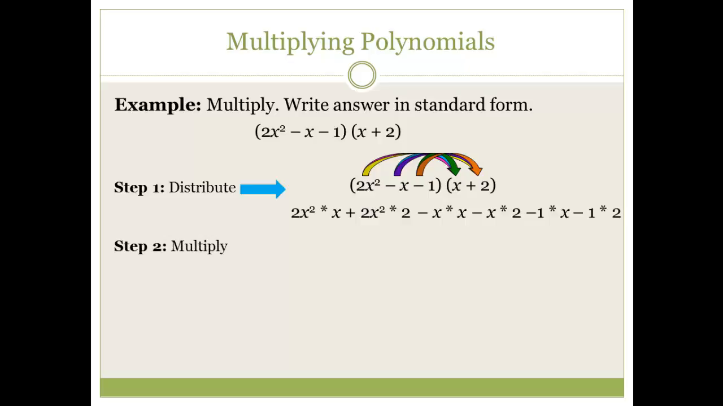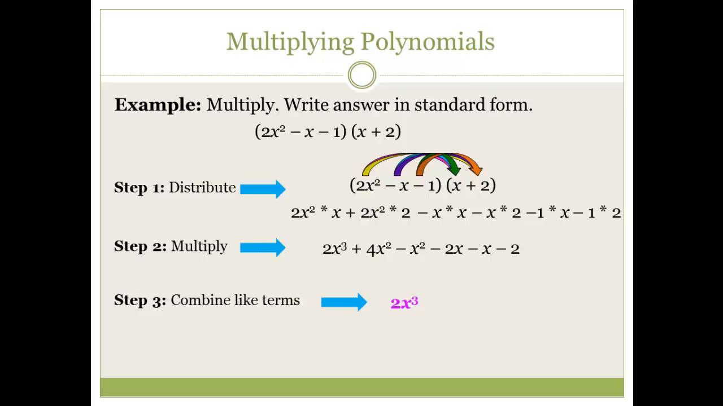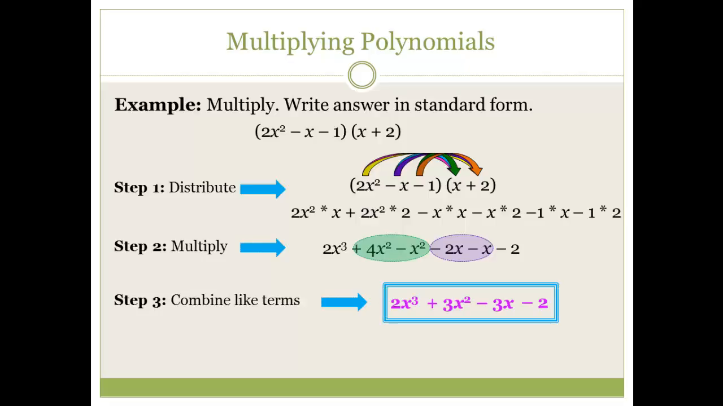After we multiply, the result of that is 2x cubed plus 4x squared minus x squared minus 2x minus x minus 2. Now we can combine like terms. 2x cubed is by itself, so we can rewrite that. Then we can combine 4x squared and negative x squared to make 3x squared. Negative 2x minus x equals negative 3x, and negative 2 is by itself, so we just rewrite that.